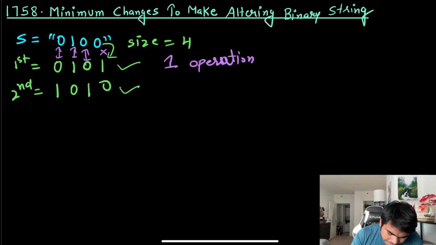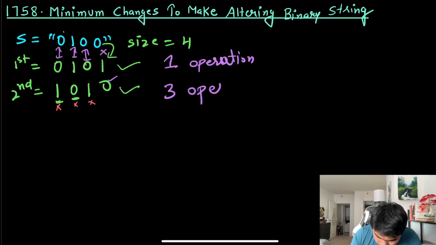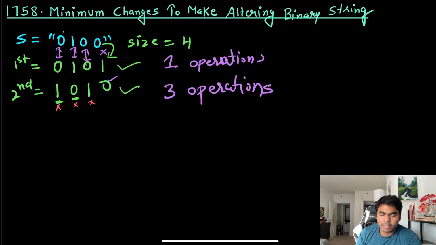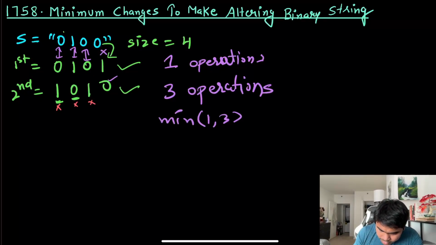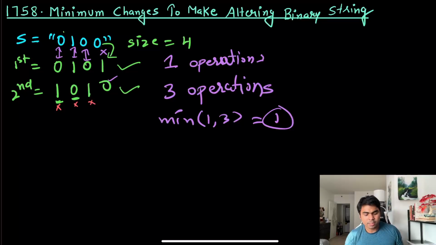How about the second one? This one does not match with this. Then 0 does not match, so I'm just going to write does not match. Then this one also does not match. Only this 0 is matching. So that is why I will need 3 operations. All right, 3 operations I will need. Which one is minimum? Minimum of 1 and 3 is 1. That is why our answer is 1.